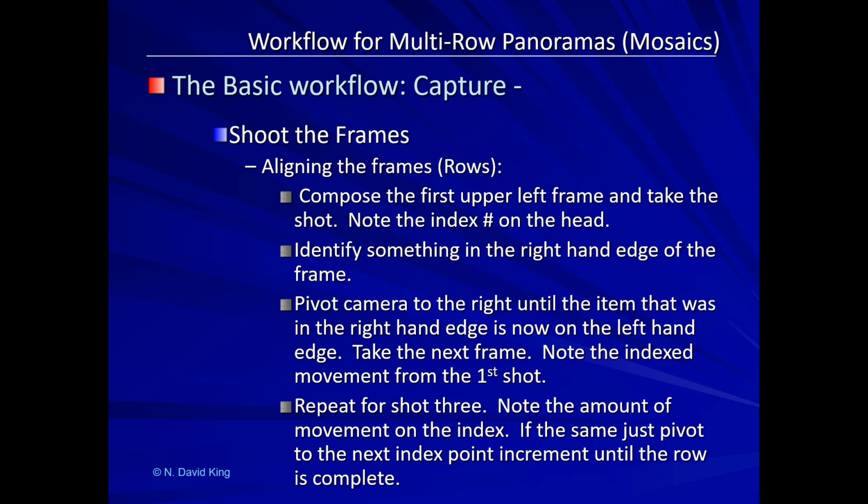Repeat this for shot 3. Note the amount of movement on the index. If it's the same as it was between 1 and 2, from now on, that's all you have to do: just pivot to the next index point when you're moving horizontally until the row is complete.